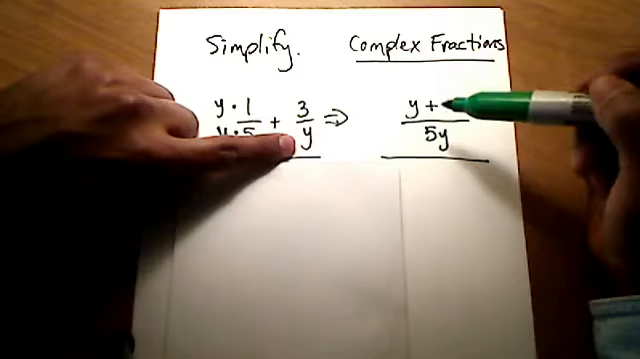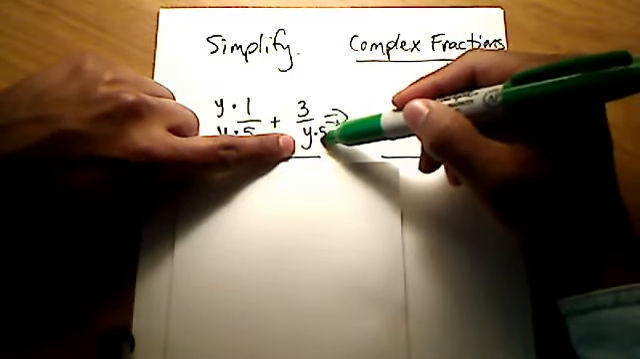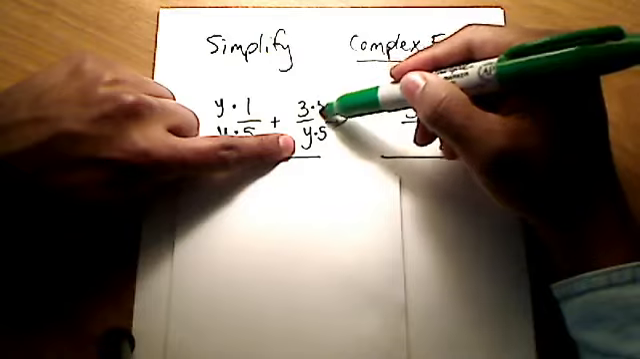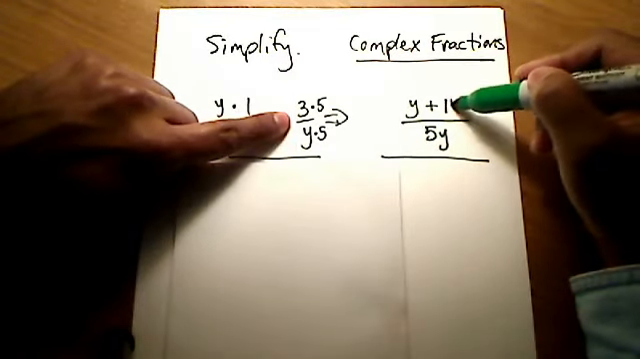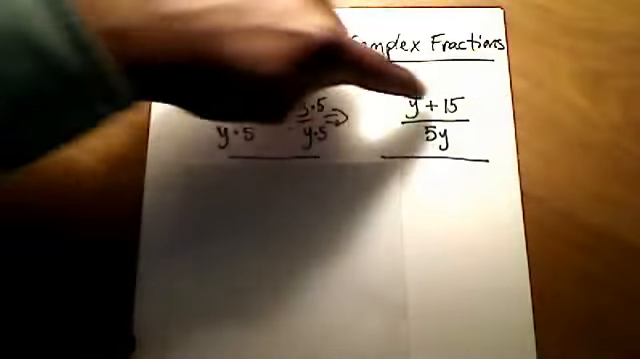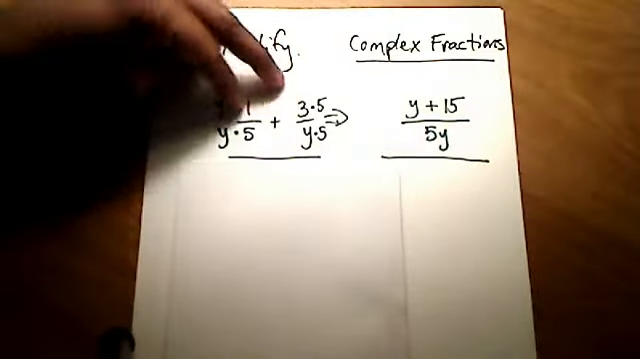And this denominator, if I want it to look like 5y, is missing a 5. So I'm going to multiply its denominator by 5, and I have to multiply its numerator by 5 as well. So my new numerator over here is 15. There, I just added those two fractions together for the numerator.